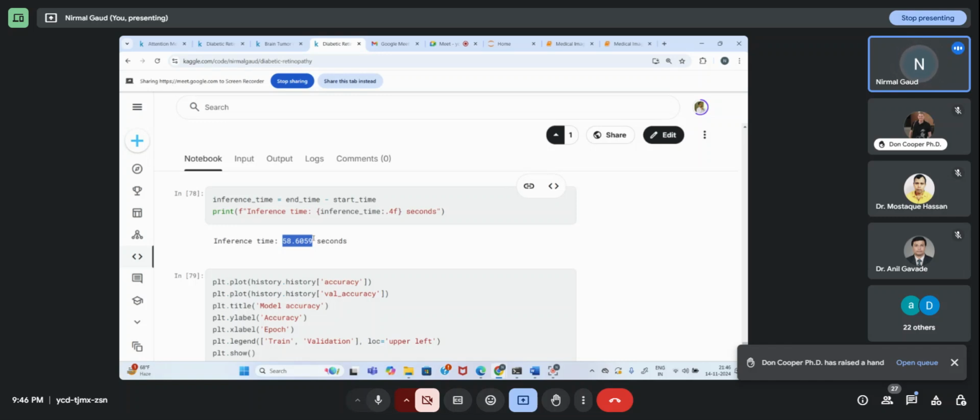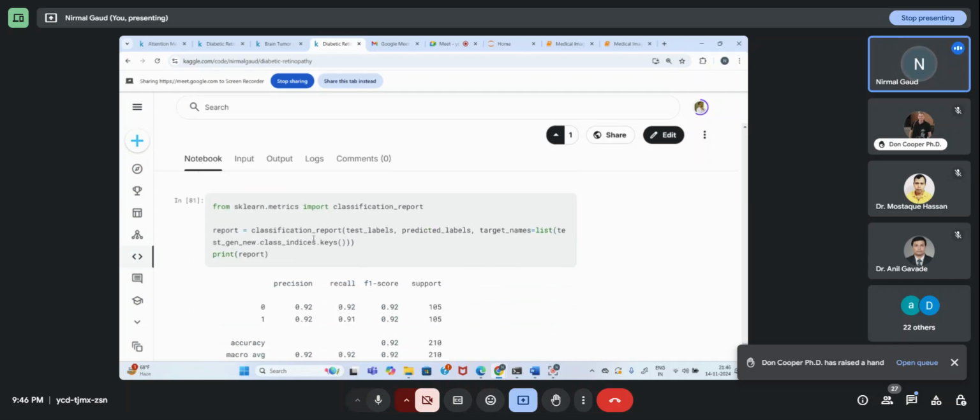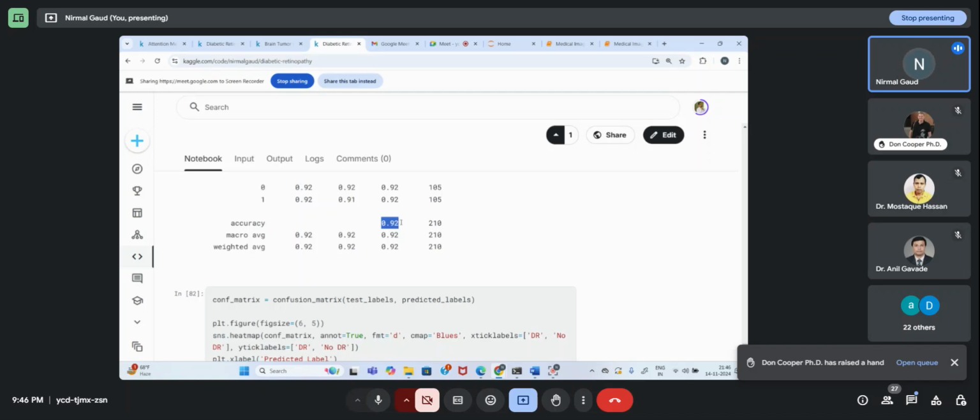If it would be 10,000 images, then the time may vary. But for 1000 plus images, it took only 58 seconds to get trained over 5 iterations. And the result which I got here, you can see, is 92% accuracy of detection. Accuracy is 92%. Fine.